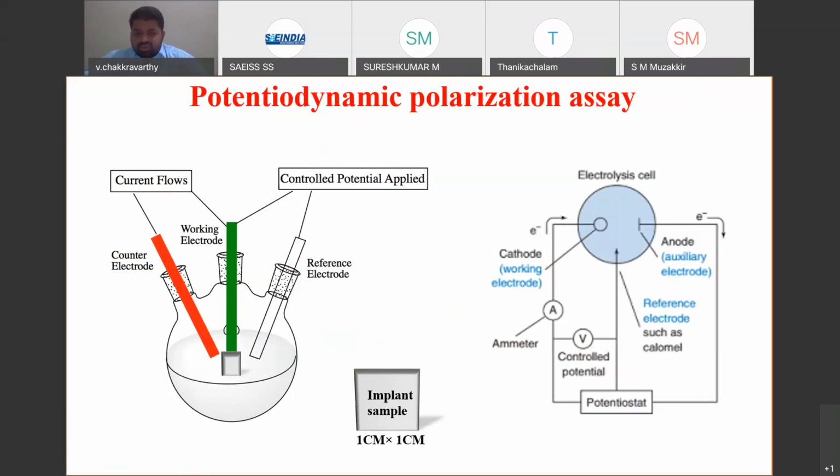The other one is the counter electrode. For the counter electrode, we generally use platinum wire so that the circuit gets completed. What is the use of the counter electrode? The circuit gets completed when you use a counter electrode. With these three electrodes, we evaluate the corrosion resistance of the implant material which we have fabricated. I have shown the circuit diagram over there. This will be connecting a circuit.